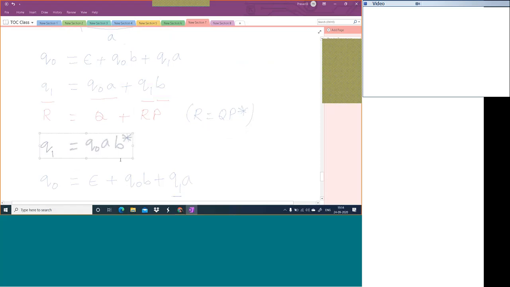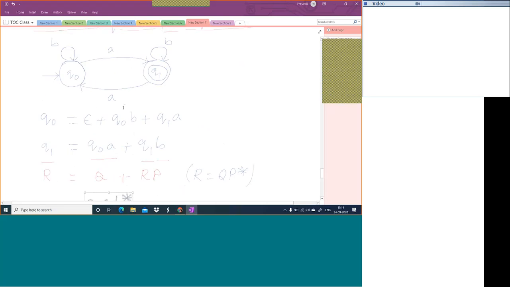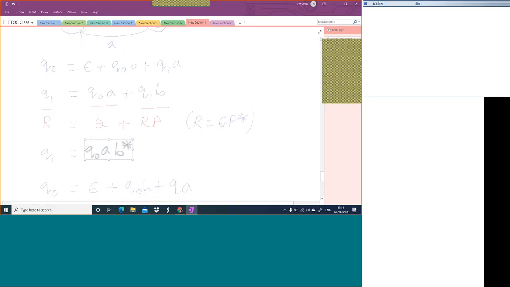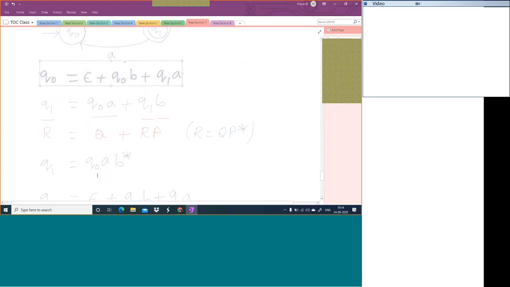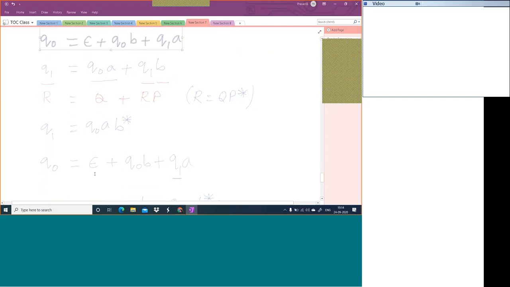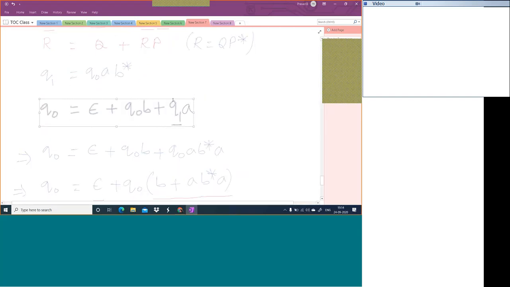Do you understand? This is the simplified expression for this equation. Now this is also not perfect because we want the expression for the final state Q1, and Q1 still is having state Q0. Now go back to Q0. What is Q0? Q0 equal to epsilon plus Q0 B plus Q1A. Whatever was here, the same I wrote. I didn't change anything.